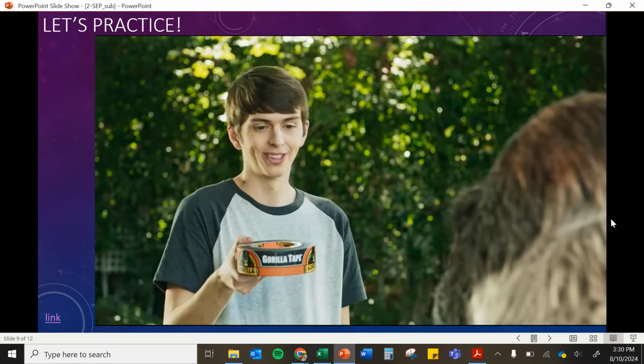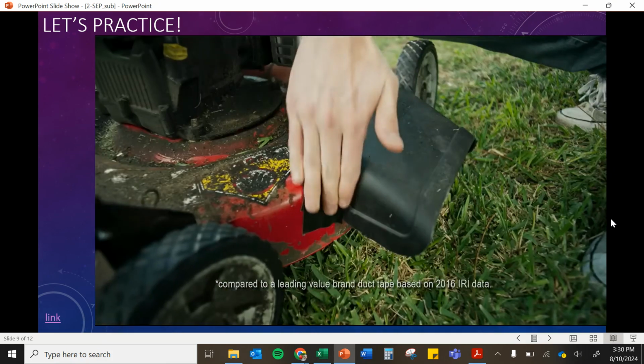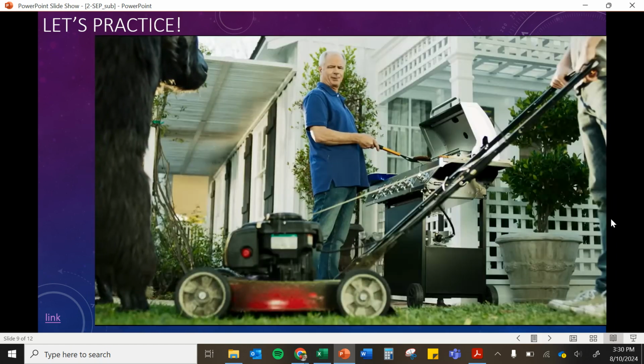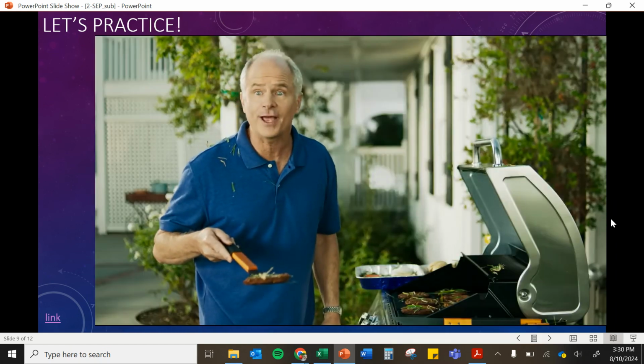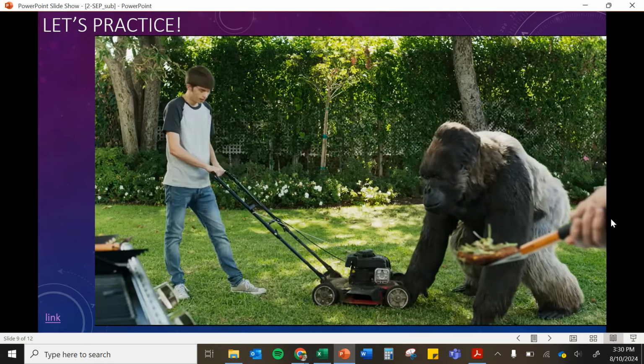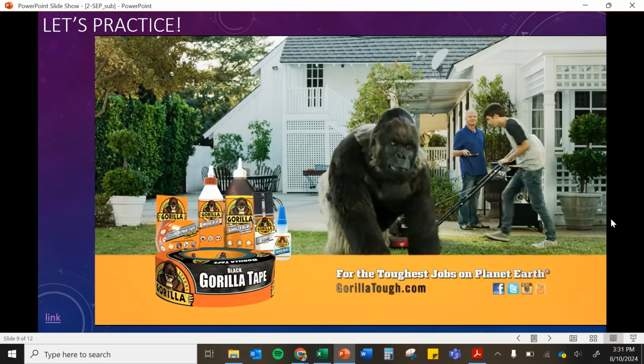Tape. Of course. Gorilla tape is 3 times stronger for a hold that lasts. Attaboy. Now, who wants a grass-fed burger? Gorilla tape for the toughest jobs on planet Earth.